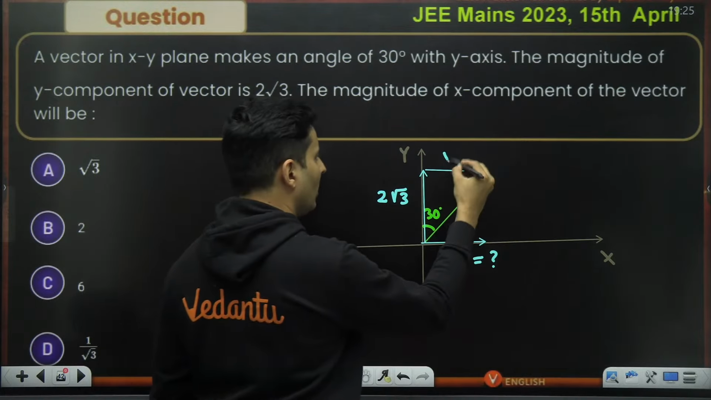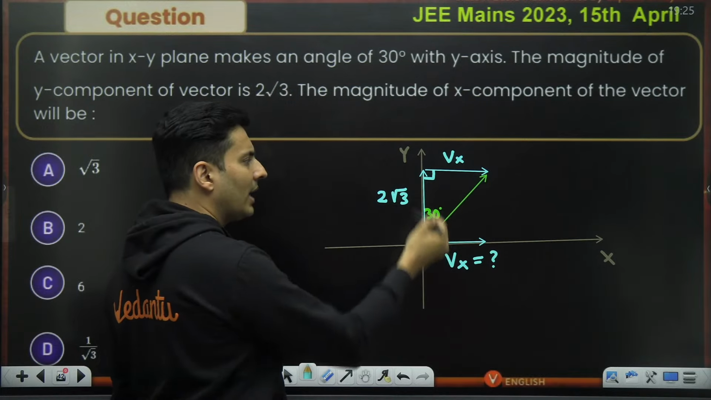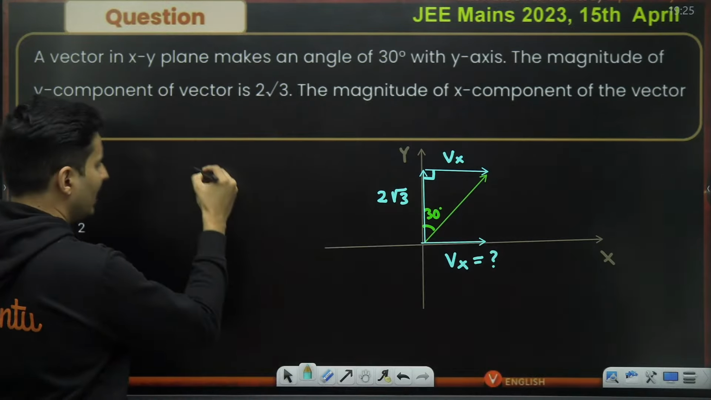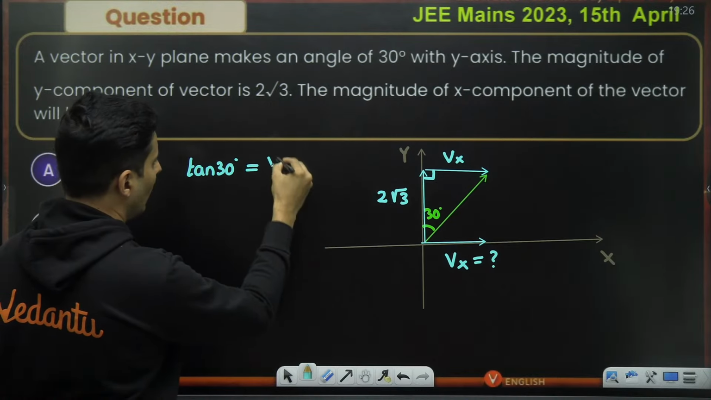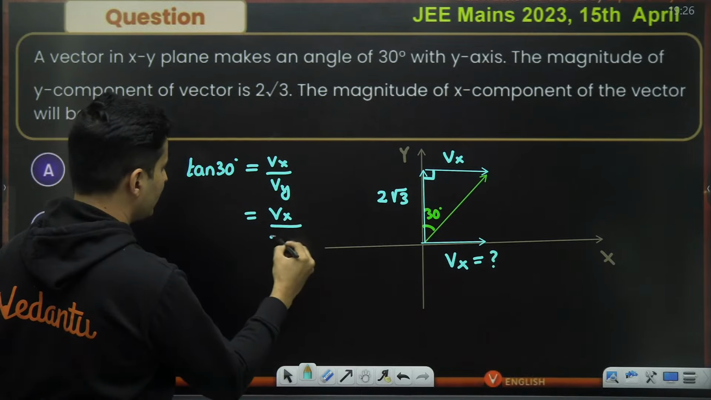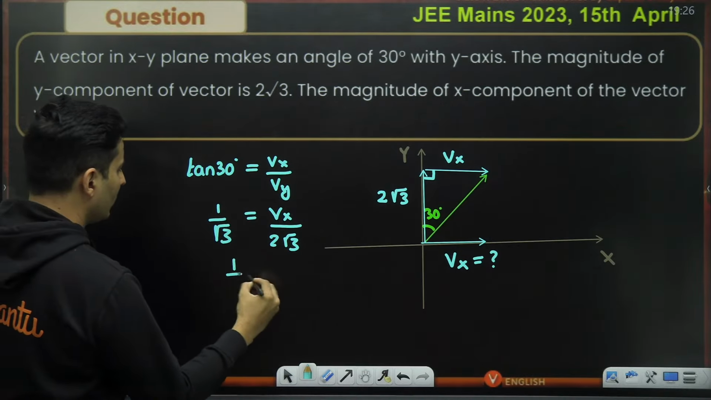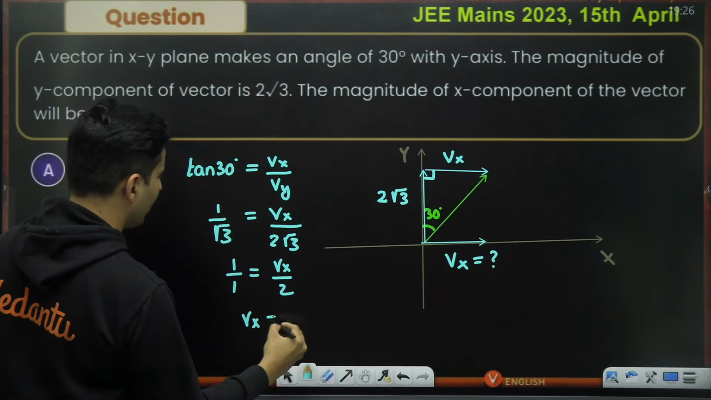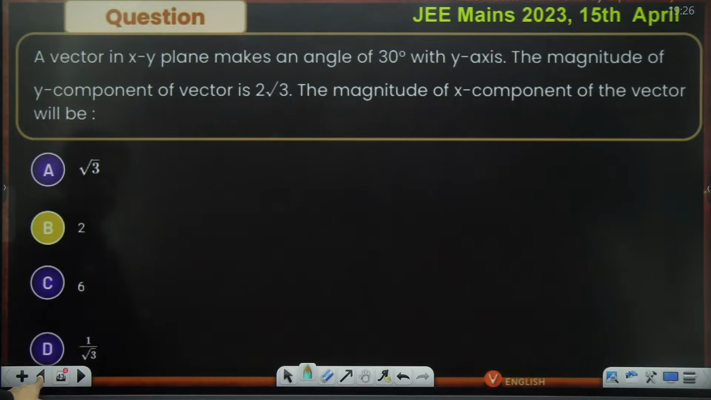So this is also our x component and this is 90 degrees. Look at this right angle triangle. This is the opposite side, this is the adjacent side. It is obvious that I can use the trigonometric ratio of tan, which is opposite by adjacent. Opposite, I don't know. Adjacent is 2 root 3. Tan 30 is 1 by root 3. Root 3 cancels. So 1 by 1 is Vx by 2. Therefore, Vx will be 2 units. So 2 units means option B is the right answer.